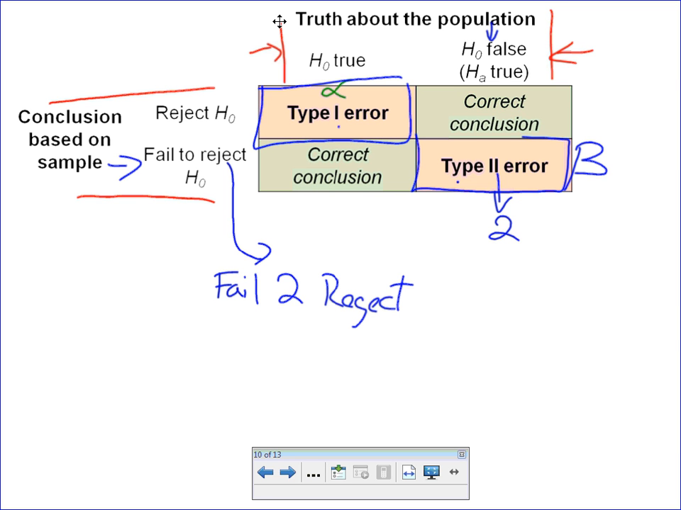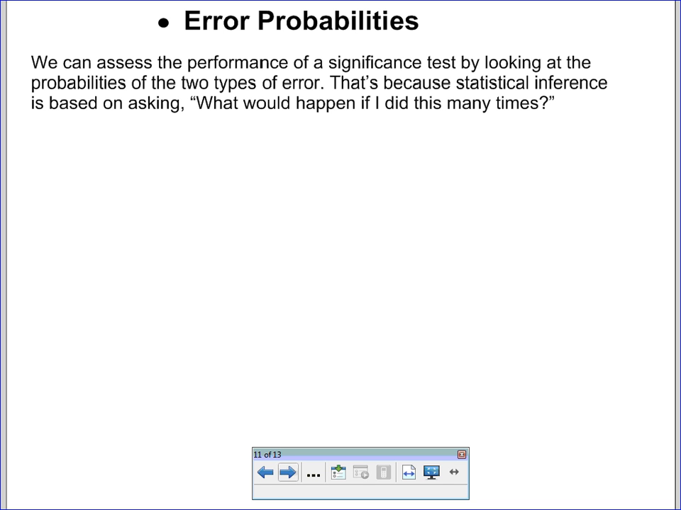We're going to go through this in class, and one of the things you're going to have to be able to do is, they're going to give you a set of hypotheses and ask, what is the consequence of a type 1 error and what is the consequence of a type 2 error? So you're going to have to figure out what the mistake was and see what would happen. Remember, we can assess the performance of a significance test by looking at the probabilities of the two types of errors. That's because statistical inference is based on asking, what would happen if I did this many times? And that's the whole idea behind the sampling distribution.